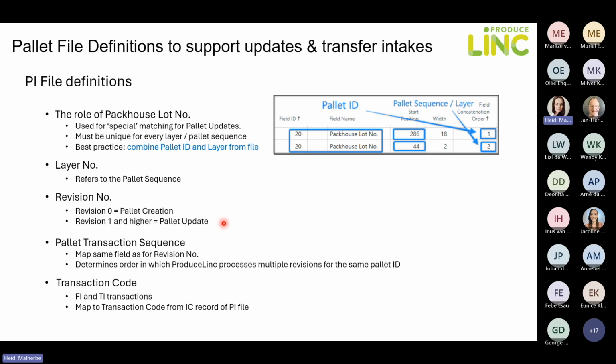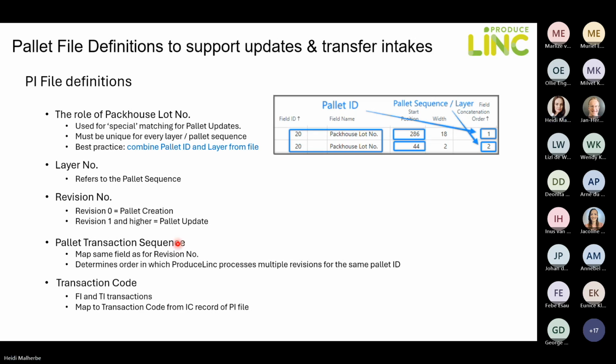Now, one of the questions I often get asked is, but what if it is the first file for a pallet, but the revision is already 1 and it says pallet update? What's going to happen? Is it not going to create my pallet? Actually, it will. So a pallet update can create a pallet if the pallet doesn't already exist. Even though the pallet transaction in the line will say pallet update, it will actually create the pallet for you.